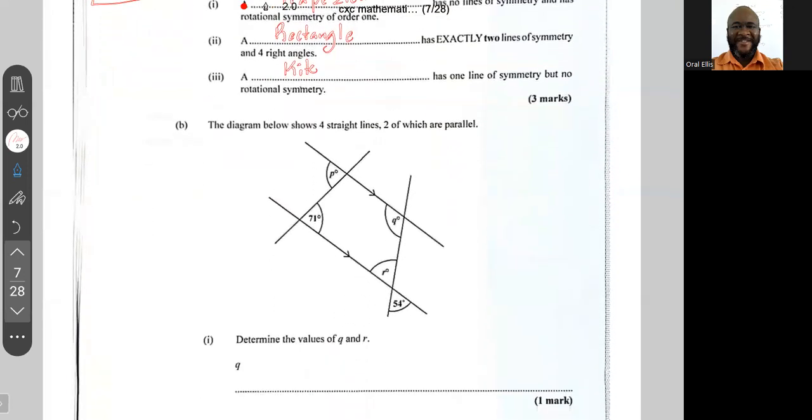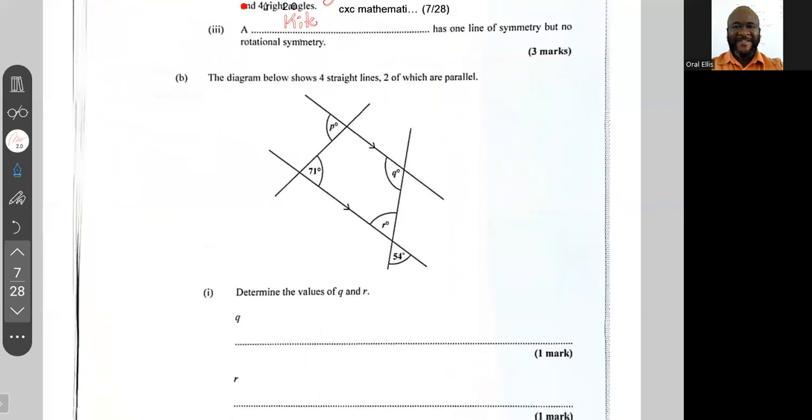B. All right, B says the diagram below shows 4 straight lines, 2 of which are parallel. So obviously the parallel lines are indicated by the arrows, and the other 2 lines, which are not parallel, are called transversals. We're asked to determine the value of Q and R, in that order.